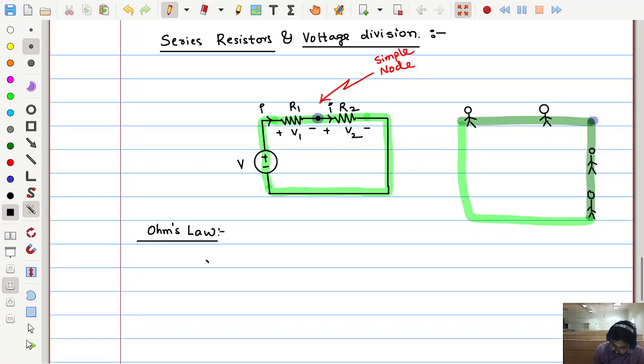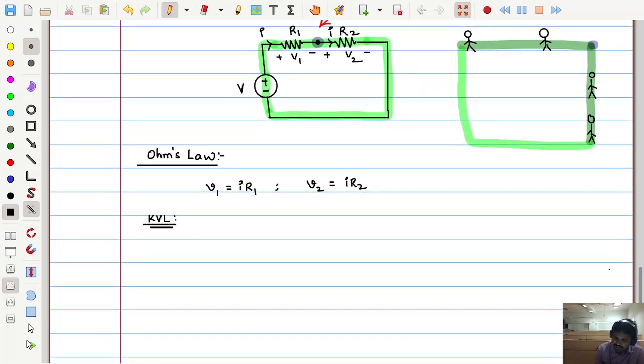So can I say voltage across R1, V1, is equal to I into R1, from Ohm's law. Similarly, voltage across R2 is V2, which is equal to I into R2. So I got voltage across R1 and voltage across R2. Now can I use Kirchhoff's voltage law, KVL? Only one loop is there, so I no need to specify this loop. If two loops are there, I will say L1 and L2.